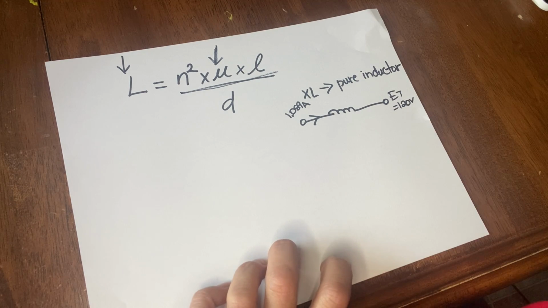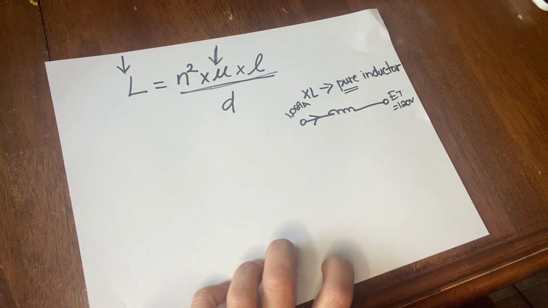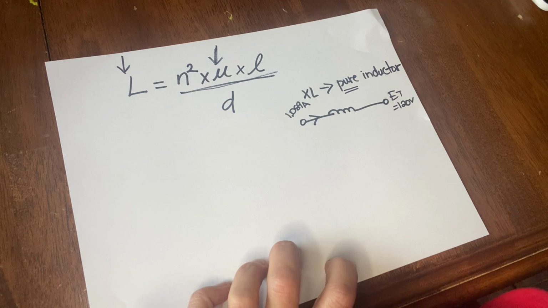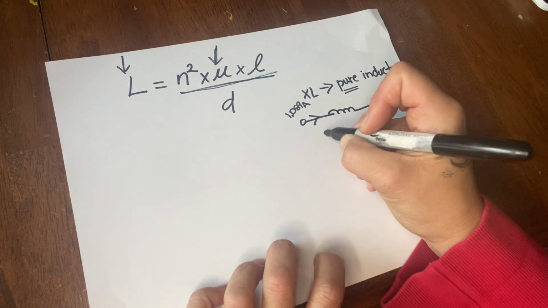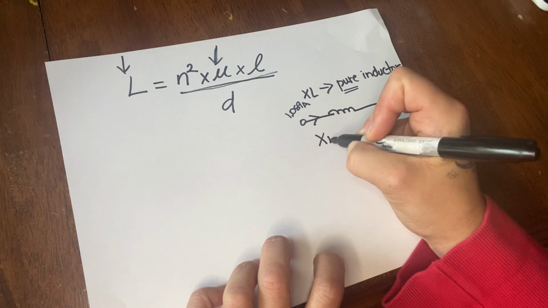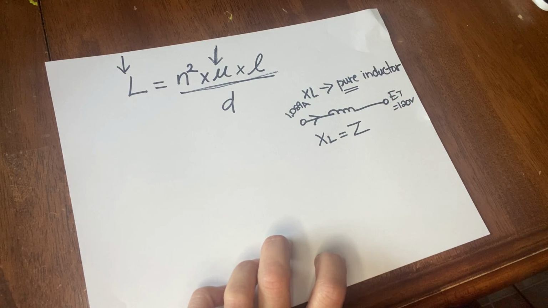I just want you to be aware that it's important that you recognize what a pure inductor means. If an inductor is stated to be pure, it means it has no resistance contained within it, and it means that the circuit has no capacitors in it. So if you have a circuit that contains only a pure inductor, whatever your XL, your inductive reactance, is will equal your impedance. Impedance is the total opposition to current flow in an AC circuit.